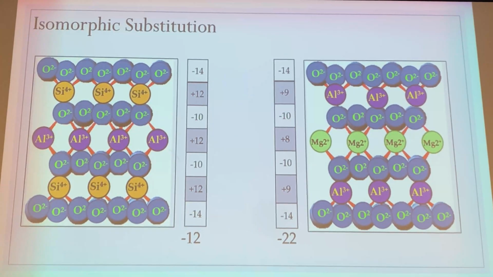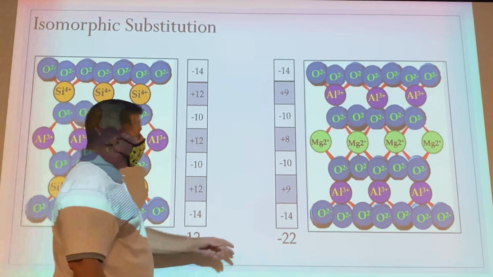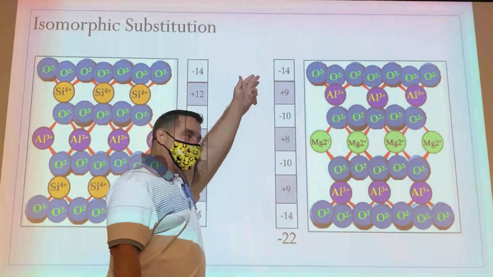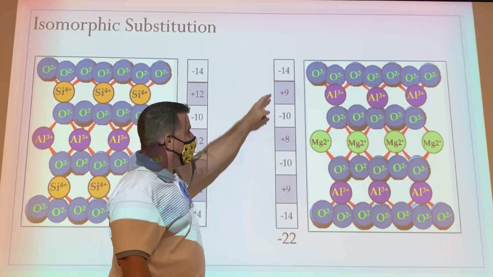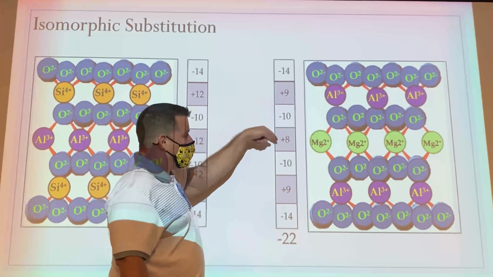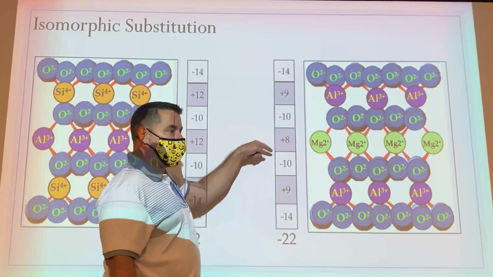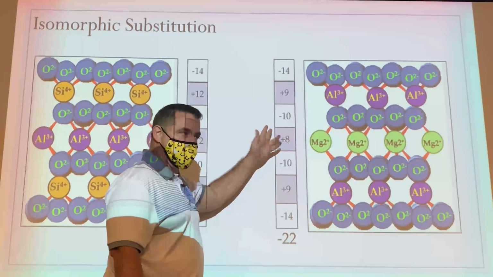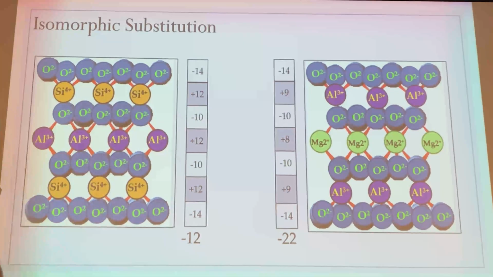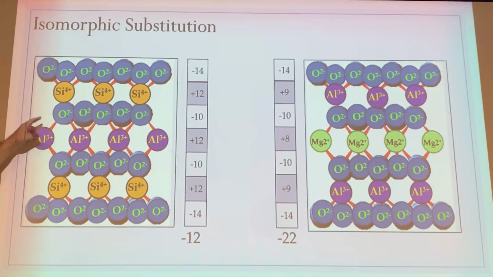I got 21. So negative 14 and negative 14 is negative 28. 48. And then 9 and 9 is 18. Plus 8 is 26. 48 minus 26. Or negative 48 plus 26. So it can get real tricky in here when you start substituting.